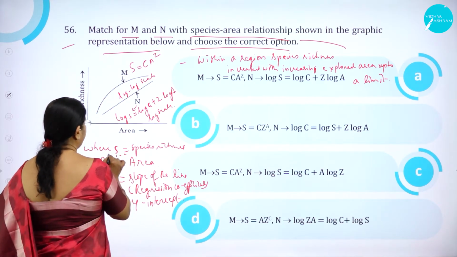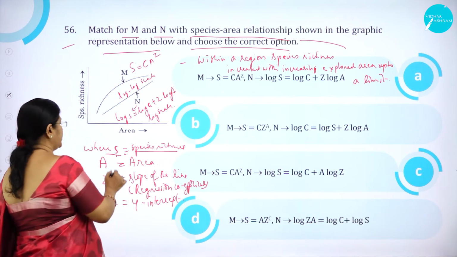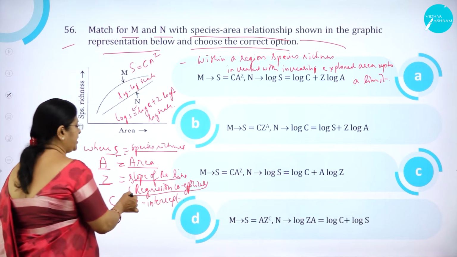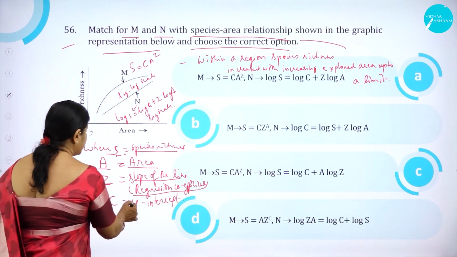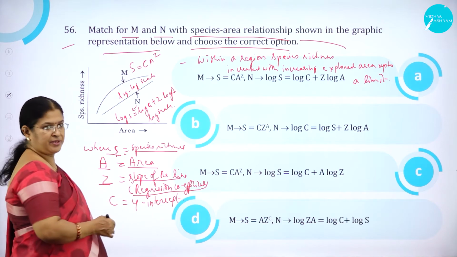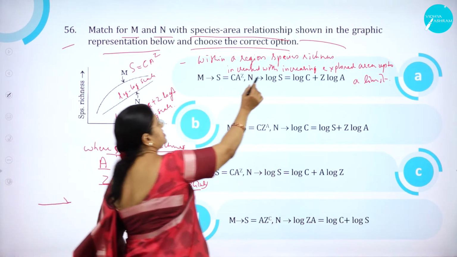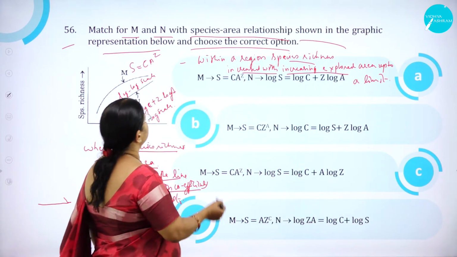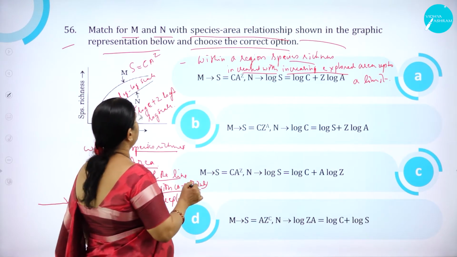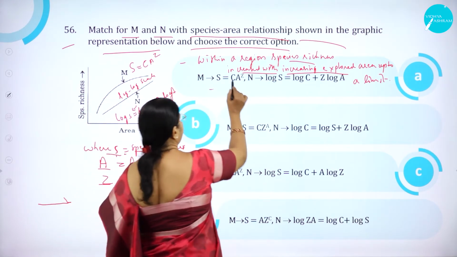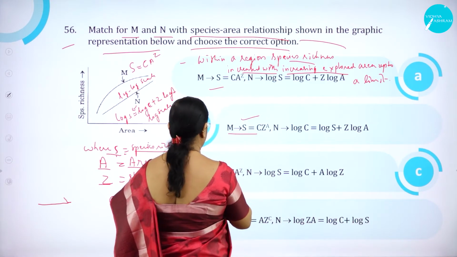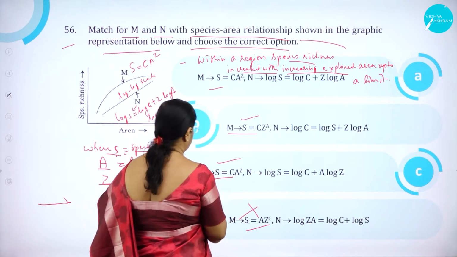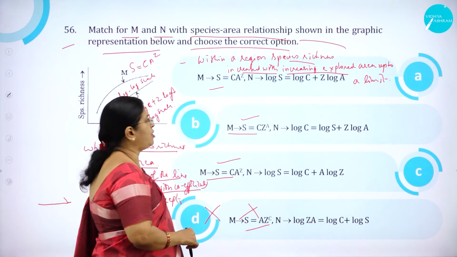That is a log scale, where S is what? Species richness, capital A is area, Z is the slope of the line, which you call the regression coefficient, then C is equal to the y-intercept. As we know, within a region, species richness increases with increasing explored area up to a limit. So what is M? M is equal to S is equal to CA^Z, correct. Here also it is correct. Here A^Z is wrong. This option only is wrong. So we need to find from these three options.